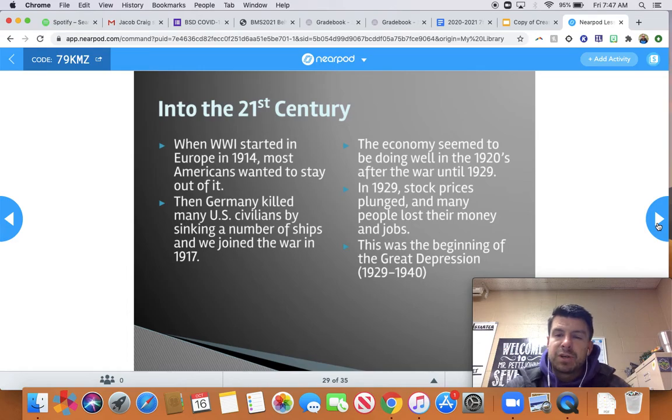The economy was doing well until the 1920s. After the war in 1929, the stock market crashed. Most people lost their money. They lost their jobs. Unemployment spiked to 25%. For example, unemployment right now in the United States is sitting at 7%. It was at one point 25% during the Great Depression. We have it nowhere near as bad as it was at one point.